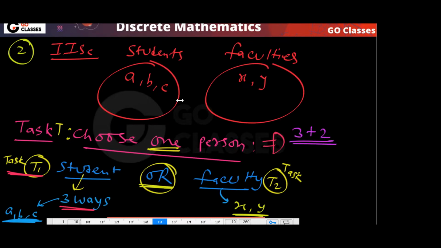But remember, this is important. Are they disjoint? Are these 3 ways of task T1 disjoint from these 2 ways of task T2? Yes, because they are disjoint, you can directly use plus. So you can use this plus sign. This is the idea.